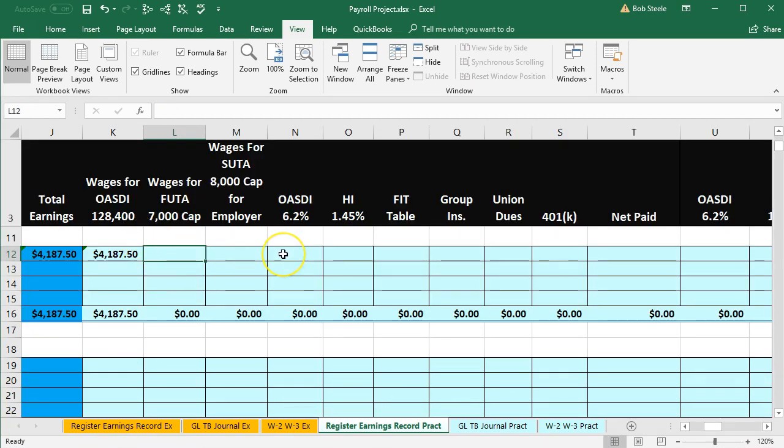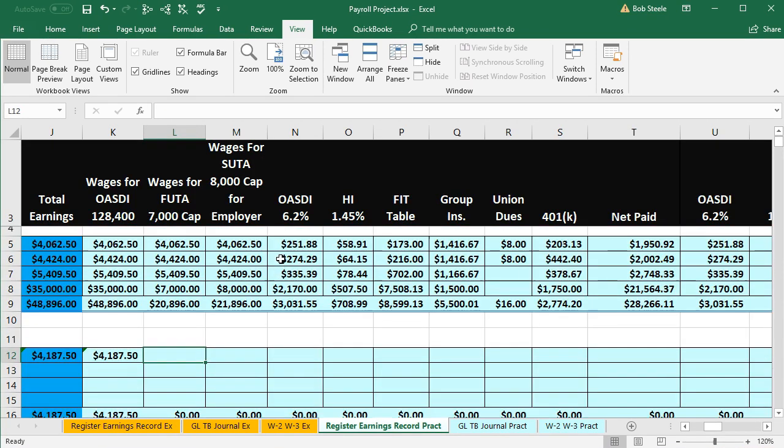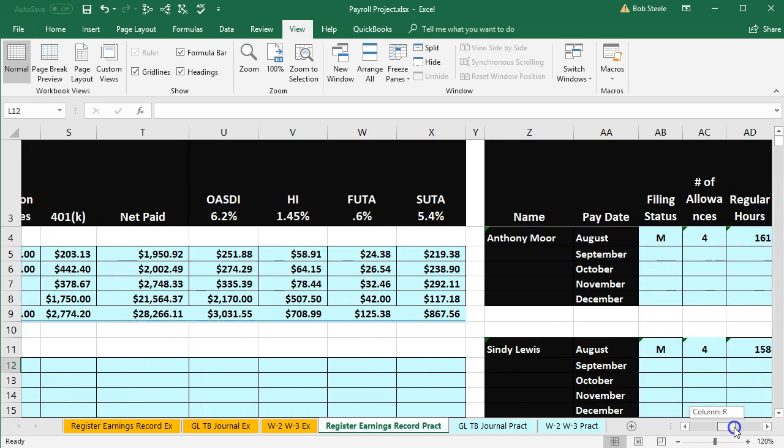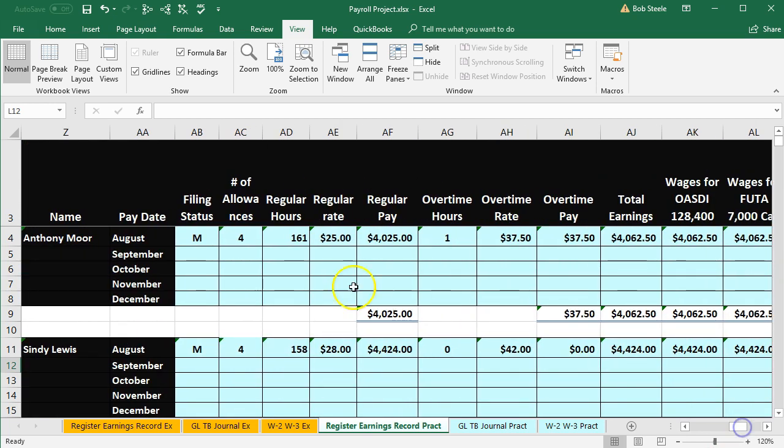FUTA, however, is an area of difference here. FUTA, we picked up the same number, but there's a 7,000 cap. So if I go over to the earnings schedule for Anthony, because it's only the first month, the cumulative earnings are just the first pay period's earnings. So it's really just this 4,025 is the only earnings in the prior month. But if there were more than one pay period, we'd have to go back here, not just to the prior month, and see how much has been earned.